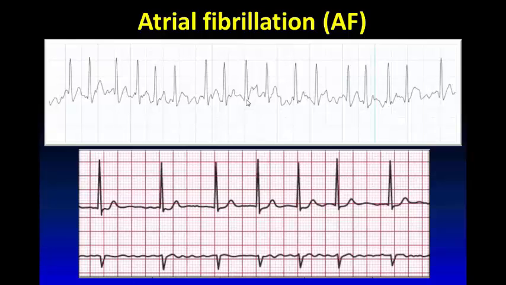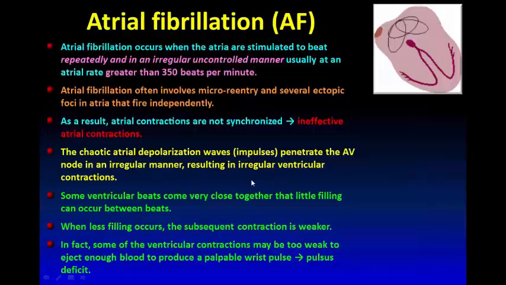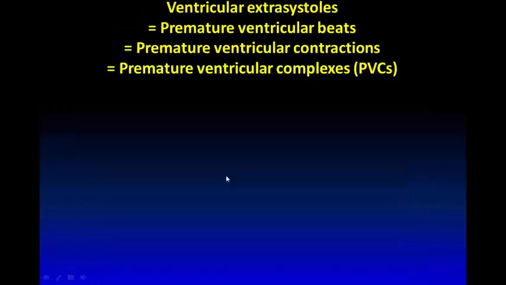Another very important characteristic of atrial fibrillation is that the ventricular rate is not regular, because, as I've just mentioned, the chaotic atrial depolarization waves penetrate the AV node in an irregular manner, resulting in irregular ventricular depolarizations followed by irregular ventricular contractions.